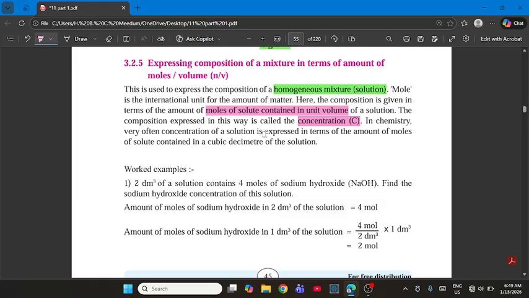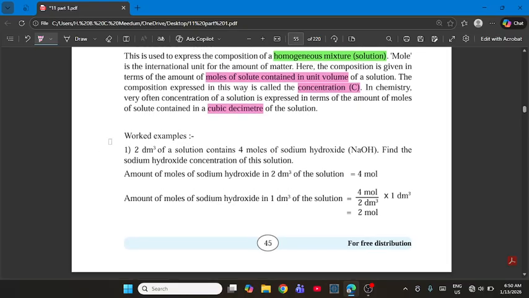This method of expressing composition is called concentration. In chemistry, very often the concentration of a solution is expressed in terms of the amount of moles of a solute contained in a cubic decimeter of a solution. Worked example: 2 cubic decimeter of a solution contain 4 moles of sodium hydroxide.